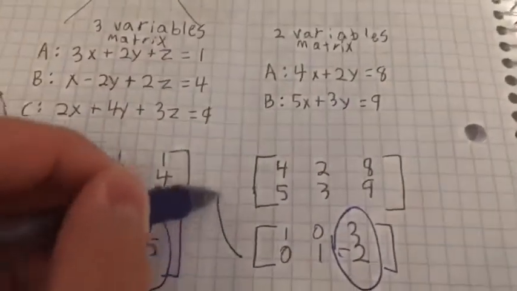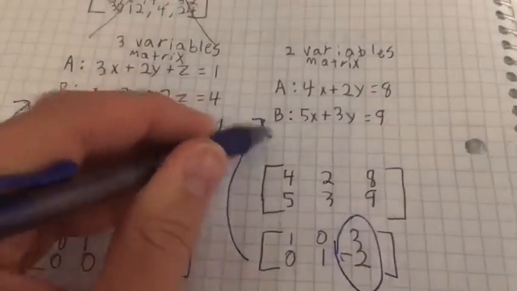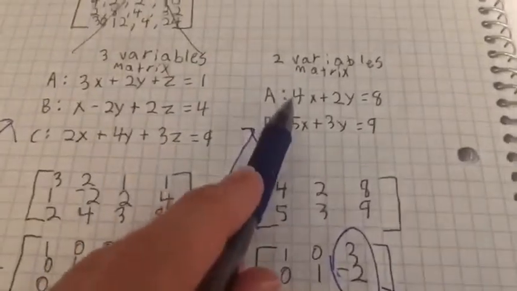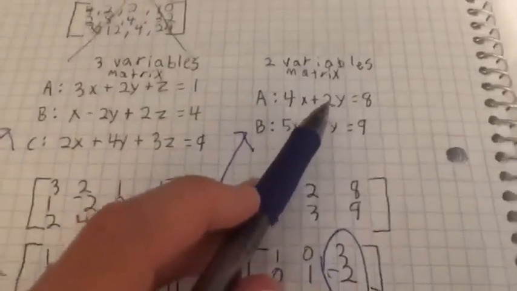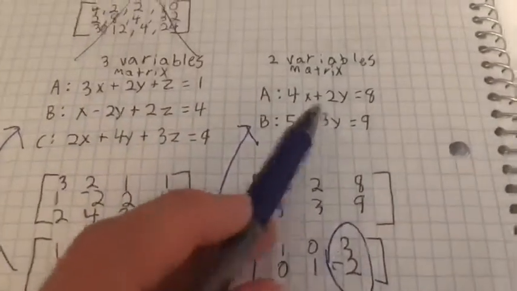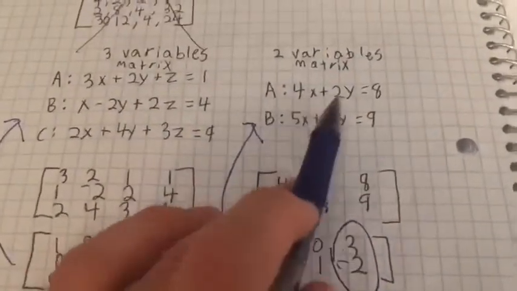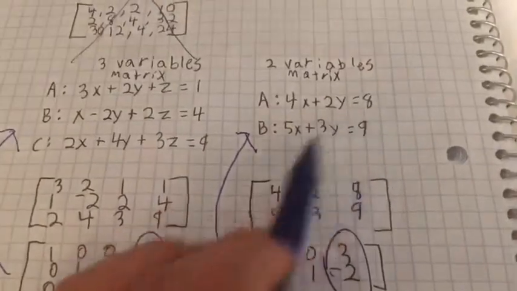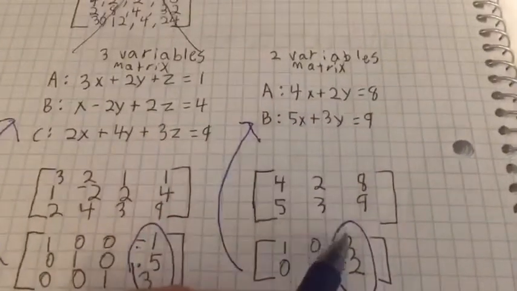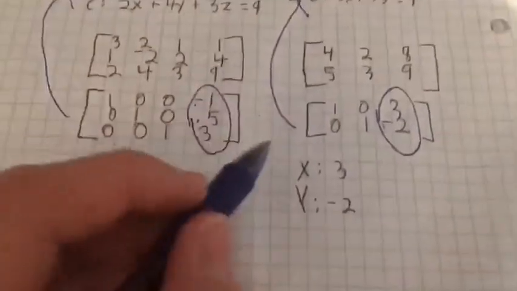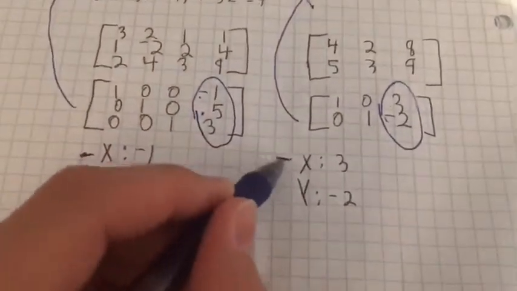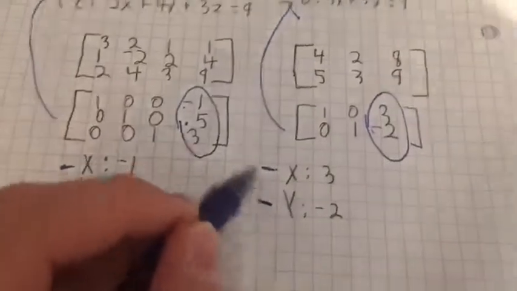So you would actually bring these over here and apply them to these equations right here. You would do the 4 and then multiply that by the 3, and then you would add the 2 multiplied by negative 2. And when you plug in that equation, you would get a total of 8. Same thing for this, 3 is x, and then negative 2 is y. So as I wrote right here, x is 3, and y is negative 2.